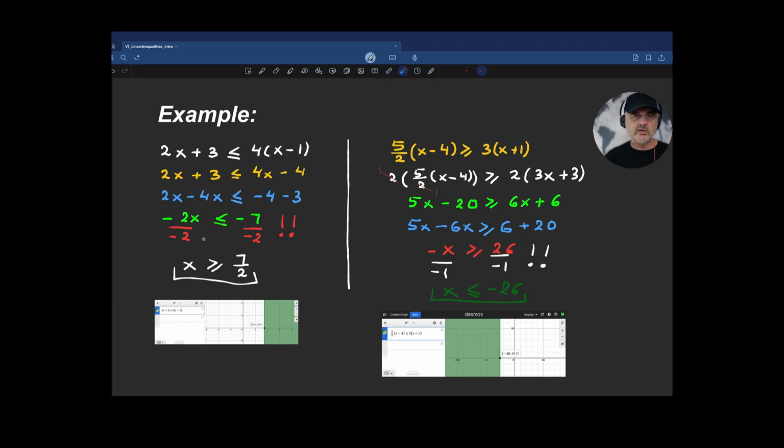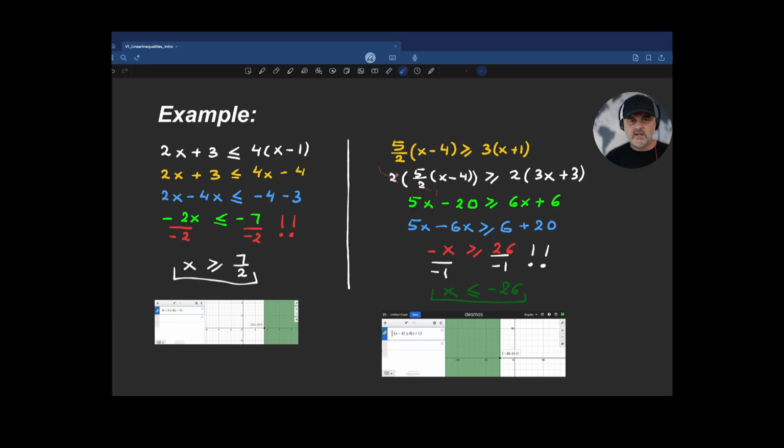But now, in order to solve it for one single positive x, we have to divide both sides by negative 2. So we have to change the inequality symbol from less or equal to greater or equal because we divided both sides by negative number. That's the very important step to keep in mind. And showing on the graph, you see x is equal to 7 over 2, which is 3.5 in this case, and the region is shaded to the right because it's greater or equal, so you see the solid line on the graph.